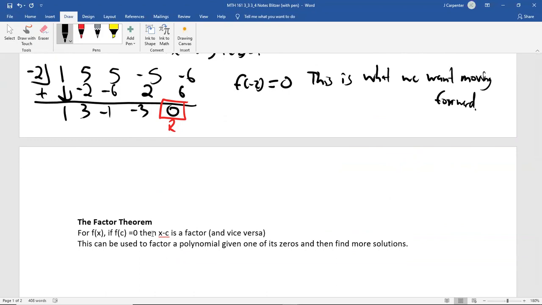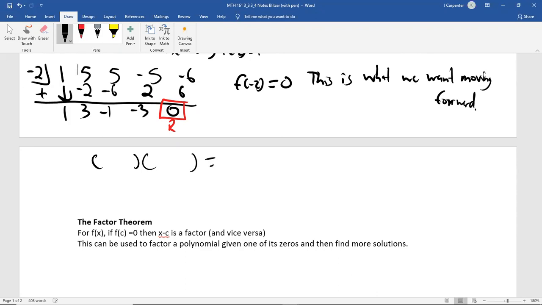The factor theorem is, in my opinion, the most critical piece of knowledge in this whole chapter. For some function, if you plug in a number, c, so c is a constant, a number, if you plug in a number and it spits out 0, that means x minus c is a factor. Think about it this way.